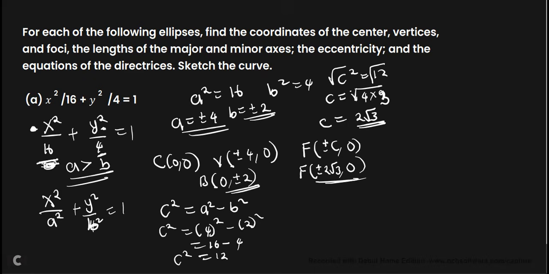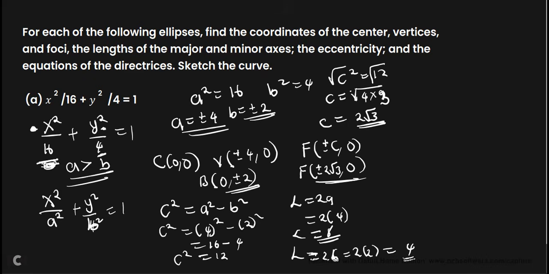So that is the foci. Now let's also find the major length. The major length, remember, is 2a. Your a is 4, so your major length is 8. Then what about your b? Your minor length in this situation will be 2 times b. Your b is 2, meaning that is 4. That's your minor length, right?